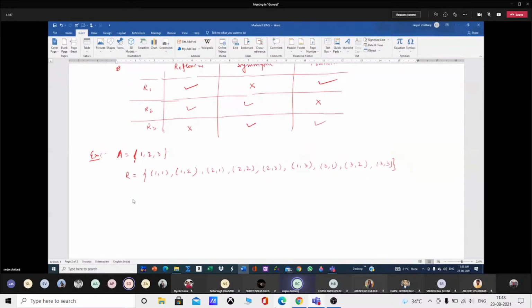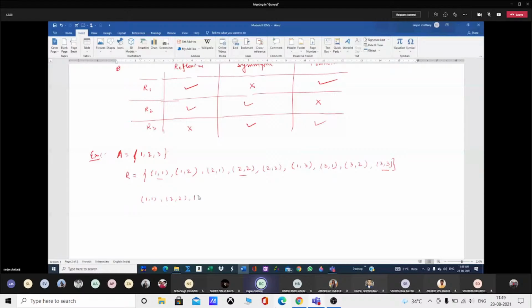Sir, it's reflexive, symmetric, and transitive. All. Yes, sir. You see here 1 1, 2 2 and 3 3. So it is reflexive. Okay. These belong to R. So it is reflexive.